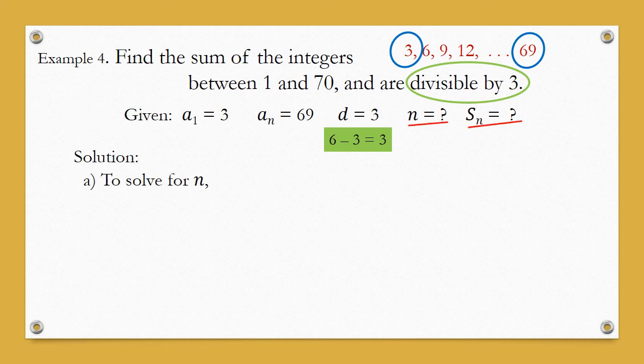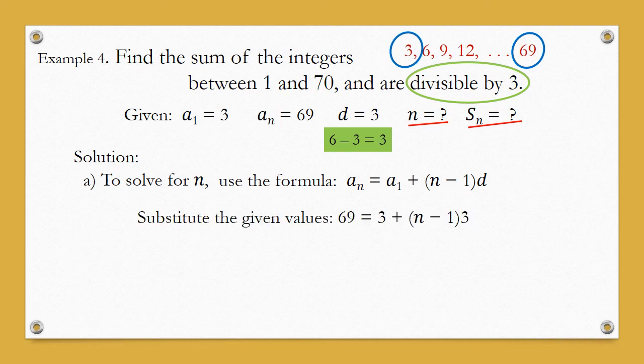So that's why, to solve for n, let's first find the number of terms before we get the sum of the terms. So you use the formula a sub n is equal to a sub 1 plus n minus 1 times d. Okay. So, by substitution, we have 69 as our last term equals 3, the first term, plus n minus 1 times 3 as our common difference.